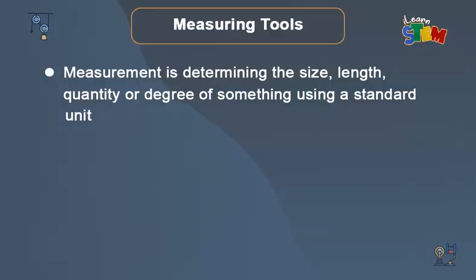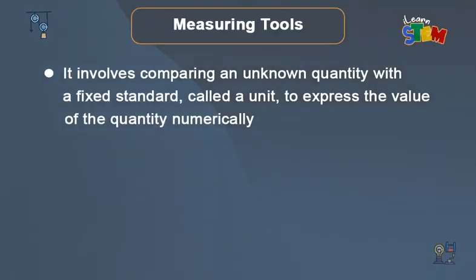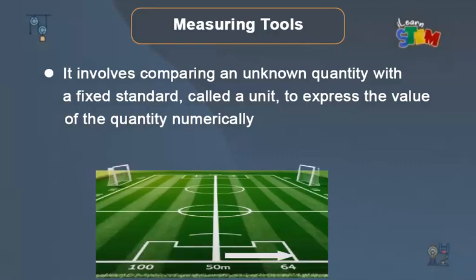Measurement is determining the size, length, quantity, or degree of something using a standard unit. It involves comparing an unknown quantity with a fixed standard, called a unit, to express the value of the quantity numerically. Measurement plays an important role in physics. Understanding how to measure quantities is essential for solving real-world problems like determining how long or wide a football pitch is. Now, let us look at some measuring tools and how they are utilized in measuring fundamental quantities like length.